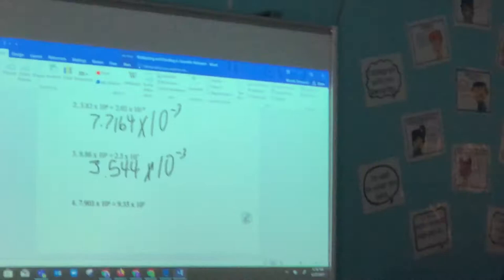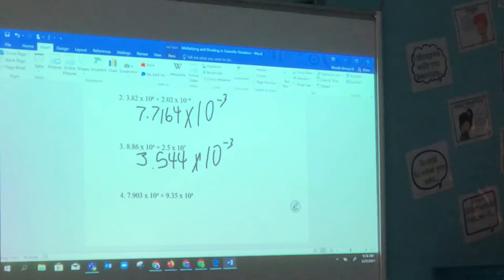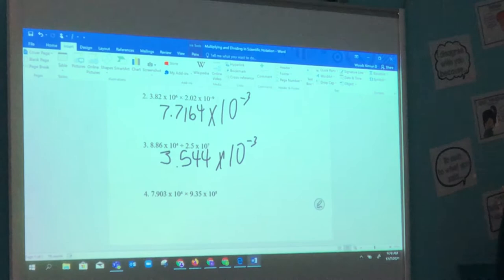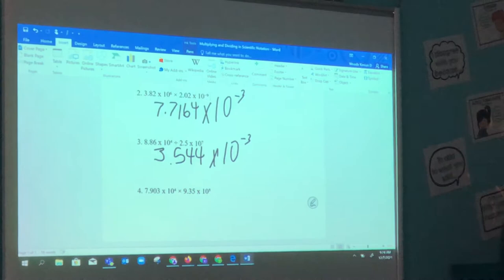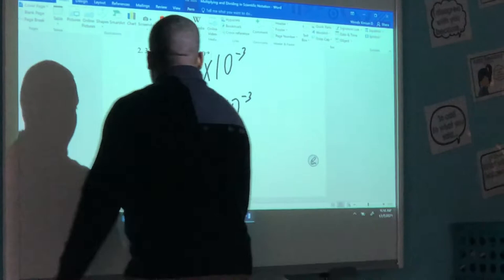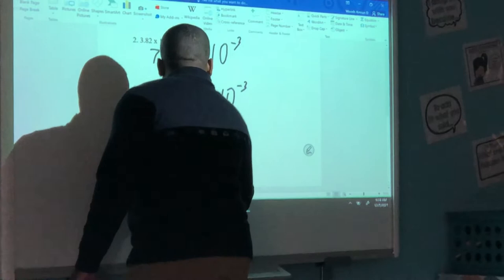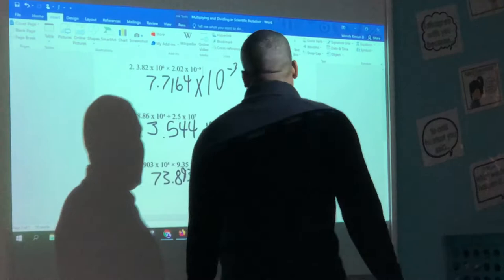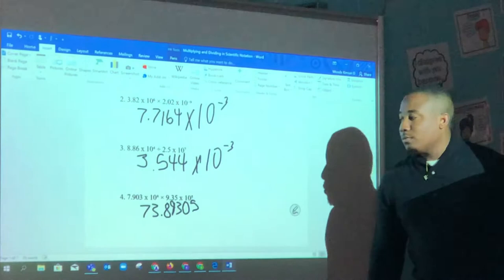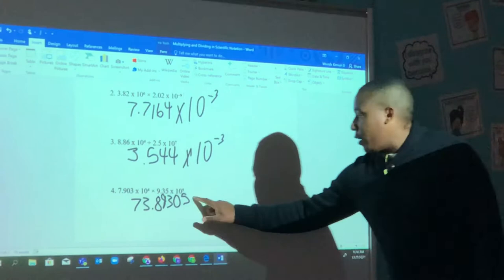All right, number four. Last one. This one is multiplication again. What are the two base numbers? Somebody I haven't heard yet. Go ahead. 7.903 and 9.35. All right, so we got to multiply those two. What will we get when we multiply those two? 73.89305. All right, exponents. What are the exponents, and what are we doing with them? 4 and 5. Are we adding or subtracting? We're adding them. Adding 4 and 5, which is 9.